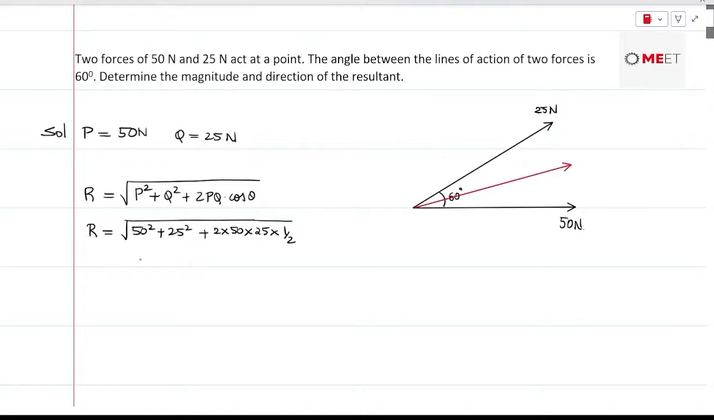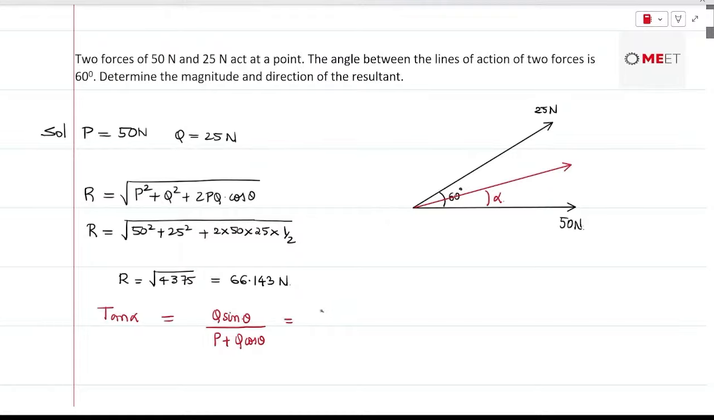So upon solving, we would be getting R as equal to root over 4375, which is approximately 66.143 newtons. Now, if we try to calculate the angle between the resultant force and the 50 Newton force, let's call it alpha. So the expression here, tan alpha is equal to Q sine theta divided by P plus Q cos theta.